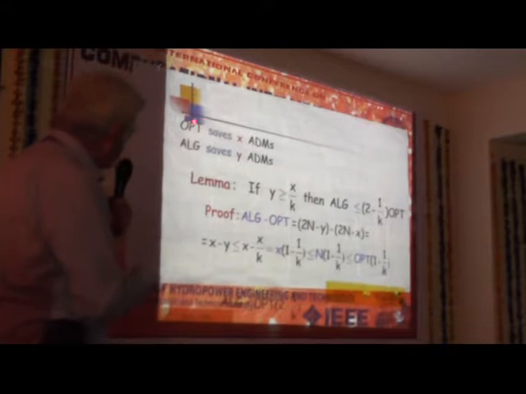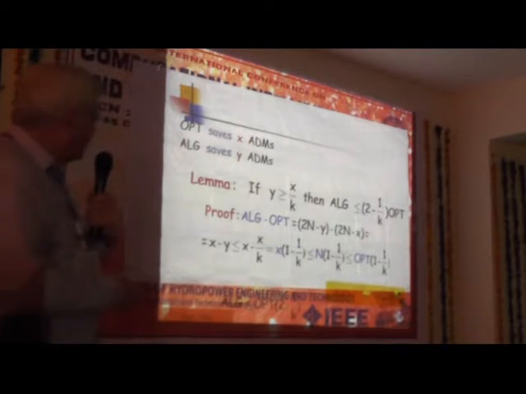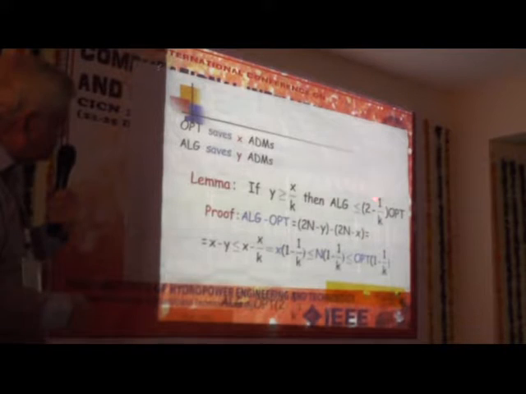The example: the optimum algorithm is saving X, and you're saving Y. And you can prove it. It's a very easy exercise when it's on the slides. Try to prove it without reading the slides. If the algorithm is saving at least X over K, where X is what the optimum is saving, then its performance is not more than 2 minus 1 over K of the optimum.